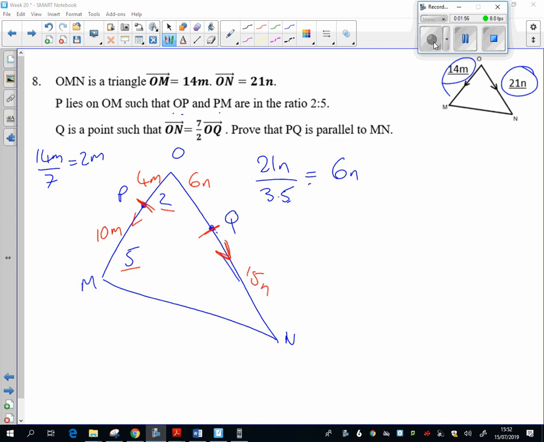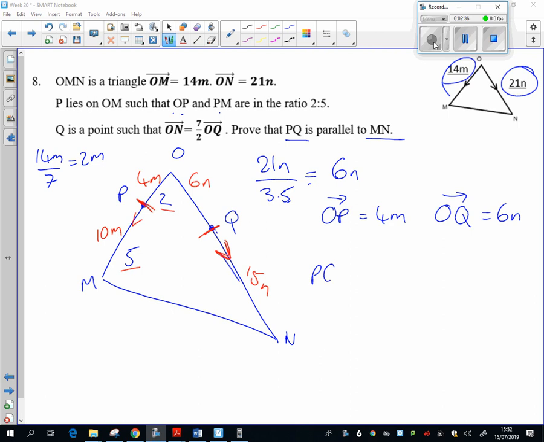Okay, so in fact, let's write those new vectors out clearly. So OP is 4M. Actually, I'm not sure I need PM, so I'm not going to write that out for now, just to keep it as streamlined as I can. So OP is 4M, and OQ is 6N. Okay, so I'm trying to prove that PQ and MN are parallel. What you always want to do there is come up with a vector PQ, come up with a vector MN, and hopefully show that they're multiples of each other.